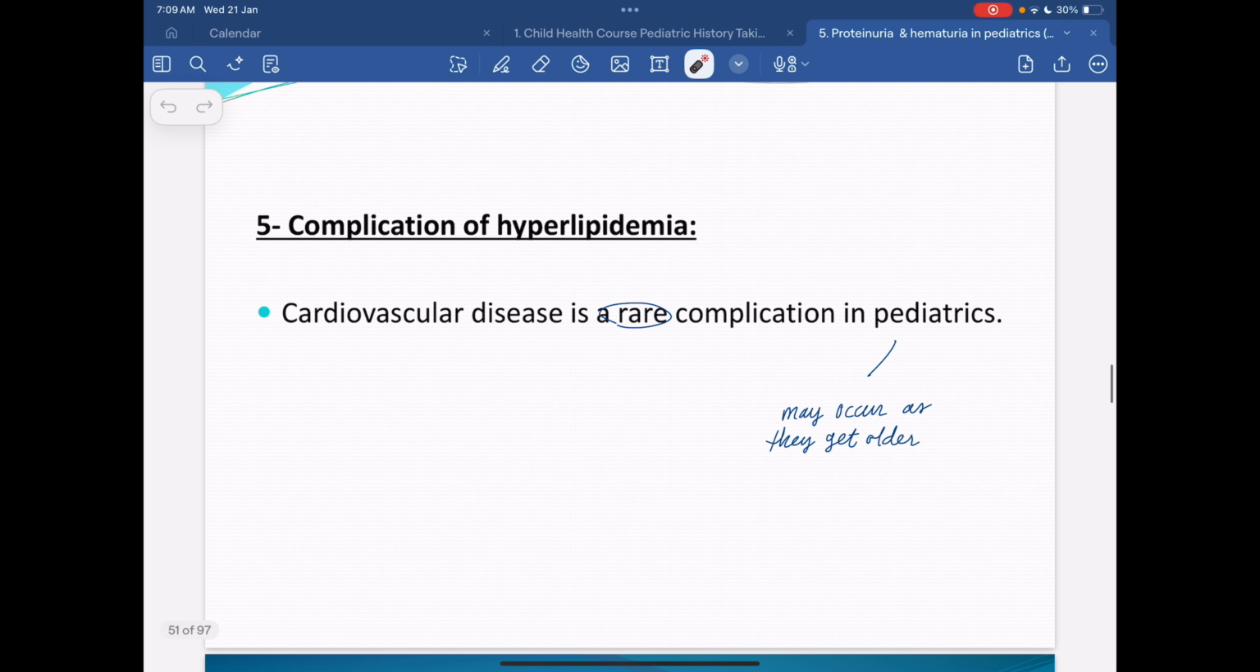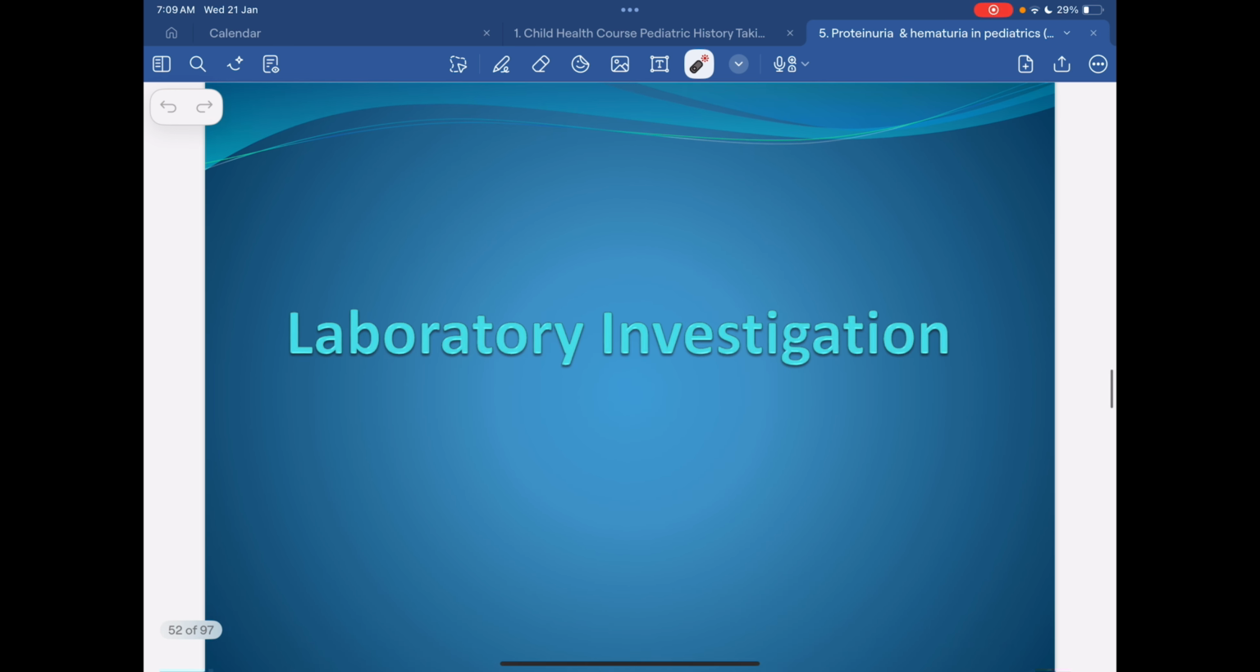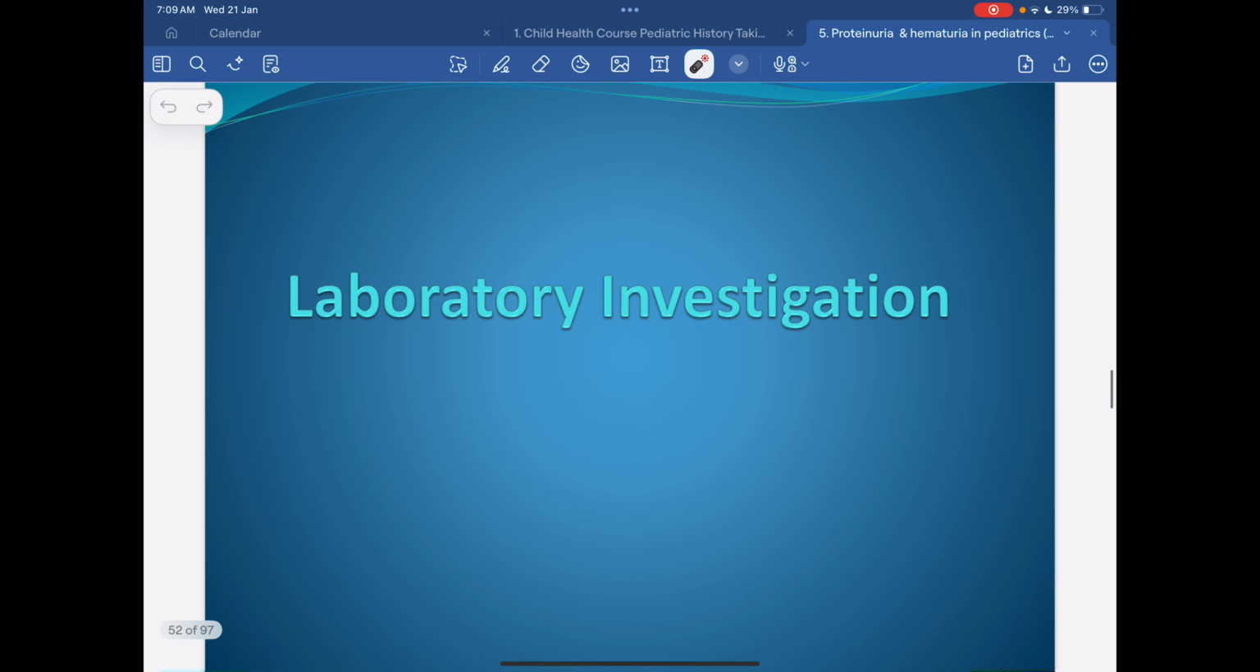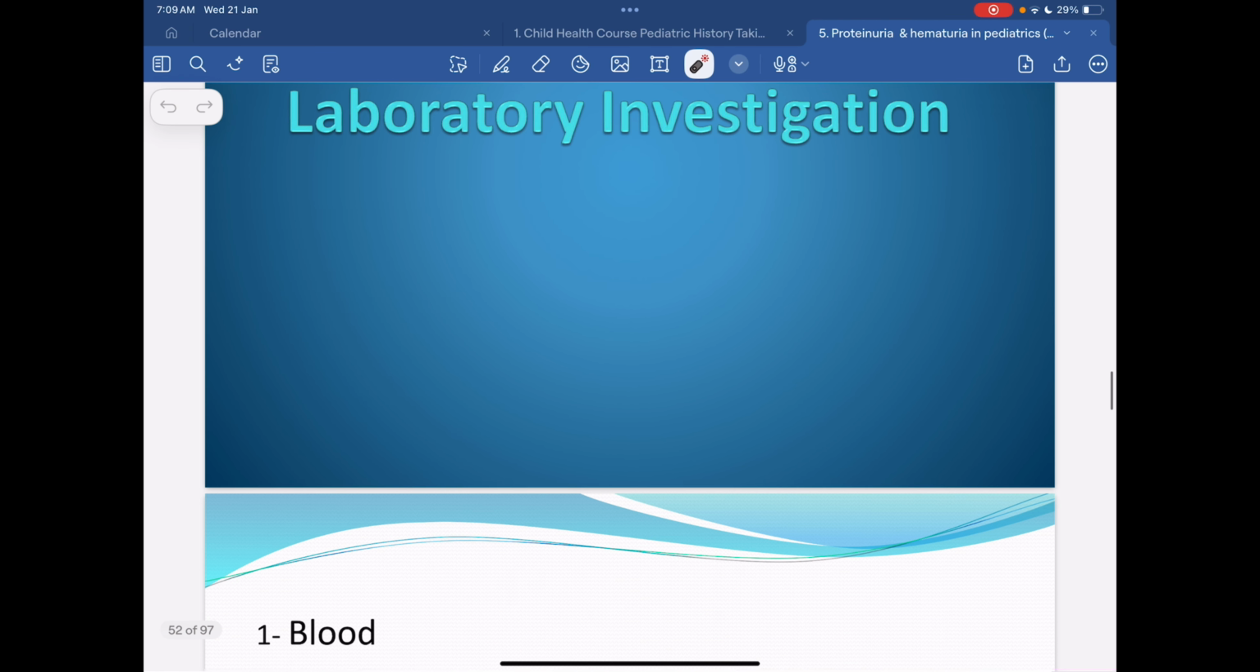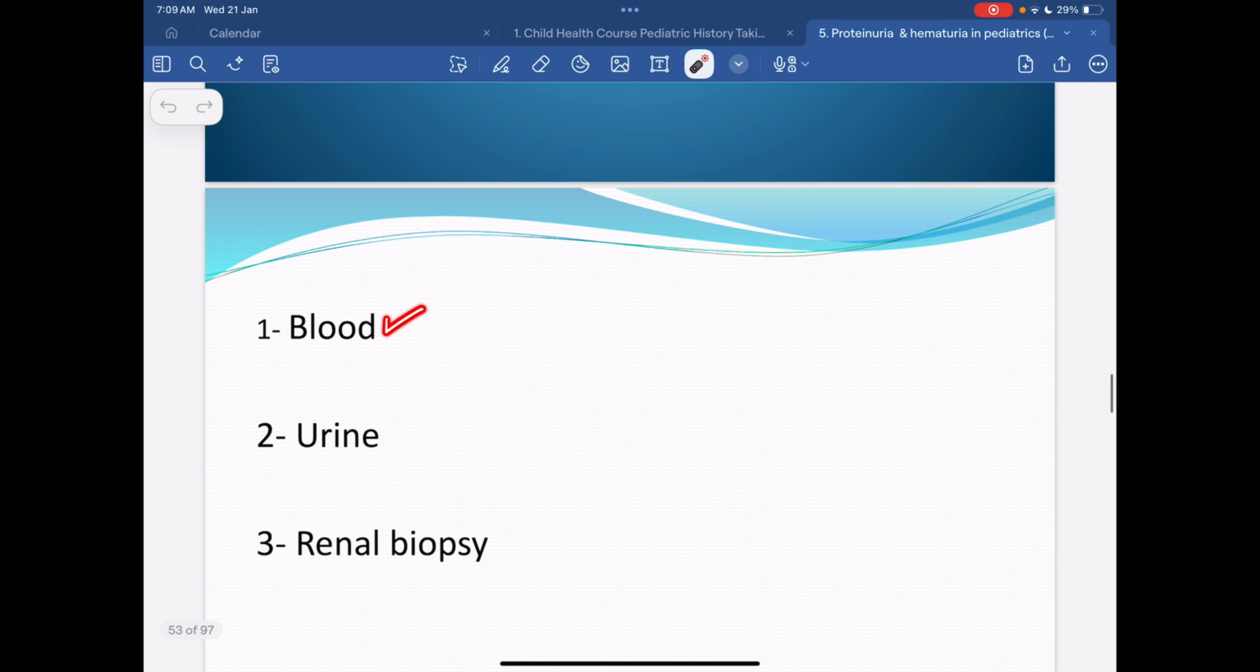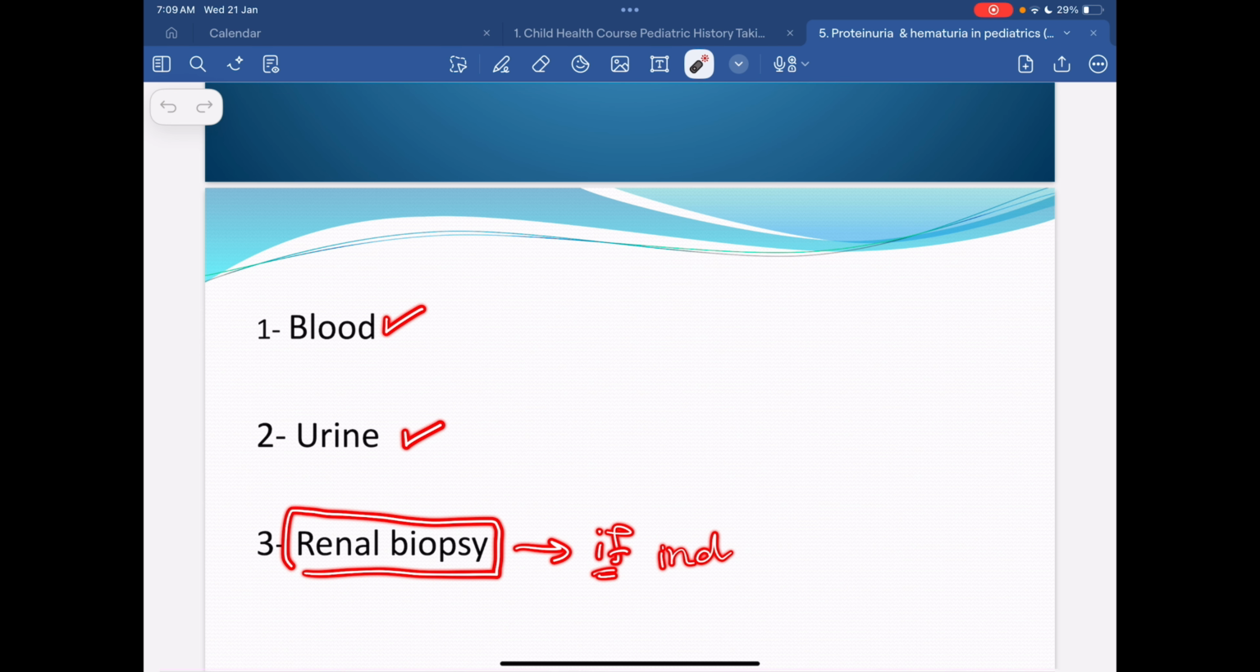And lastly, complications of hyperlipidemia are rare in pediatrics. However, they may occur as these patients get older. So what are the laboratory investigations we want to do? We're going to look at blood, we're going to look at urine, and we're going to do a renal biopsy if indicated.